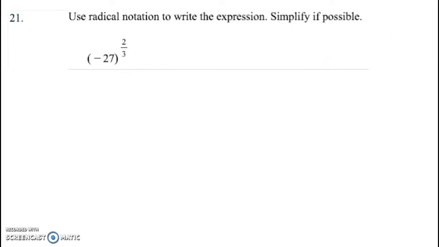Problem 21. Use radical notation to write the expression, simplify if possible. Okay, let's see. If we have x raised to the n over m power, the m is the index on your radical sign. M goes here, x goes here. This here is the power it's being raised to. All right, that's the definition of a rational exponent.